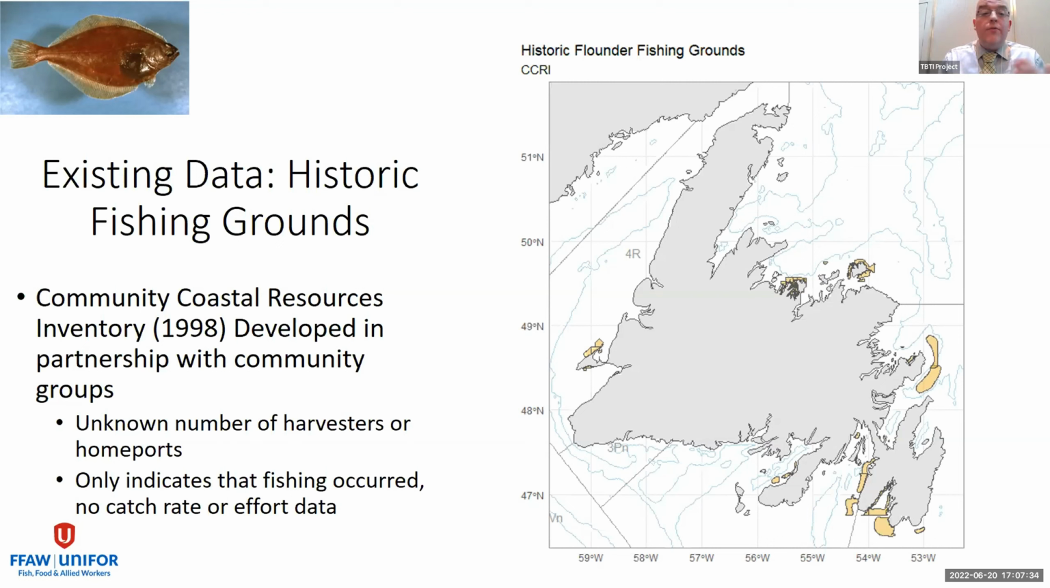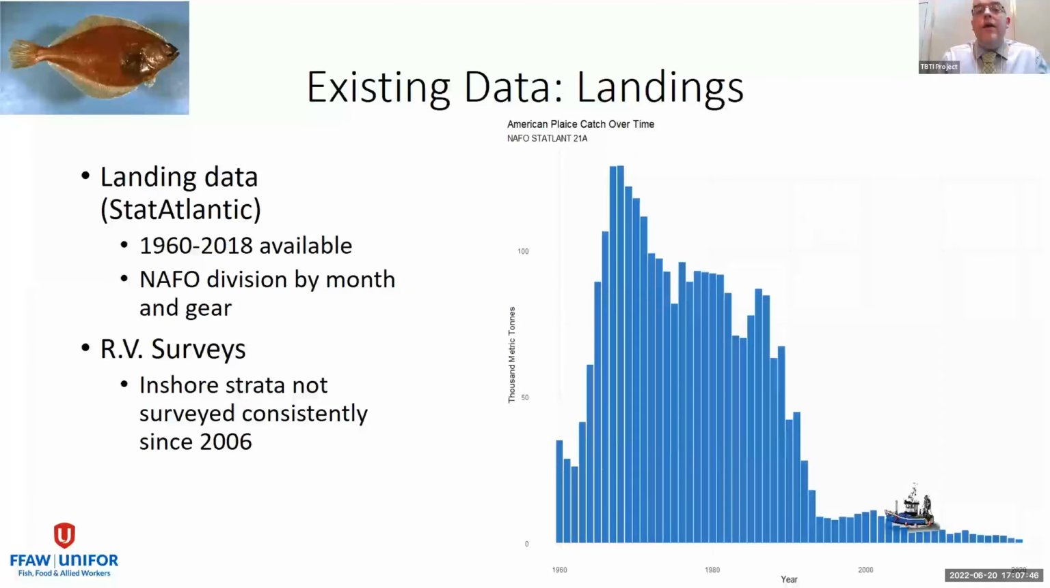There weren't even actually interviews conducted with harvesters in communities. Basically, there's no linkage to what community they were even living in. So all we have is just the presence-absence of a fishing area in this case. And we also have some landings. This is from the NAFO data from 1960 to 2018. As you can see, there was a huge drop off at the moratoria, but there's still some caught.